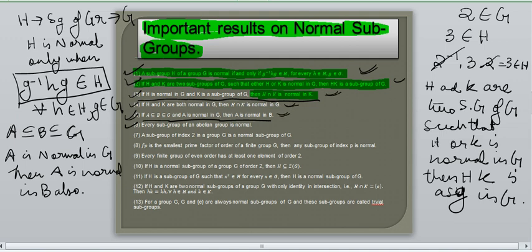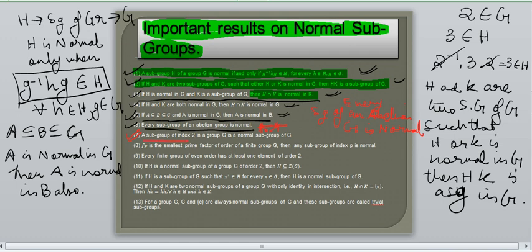Let's move on to the sixth one. What does the sixth one say? Every subgroup of an abelian group is normal. You want to mark that point as very, very important. I'm marking it with red. It says every subgroup of an abelian group is normal. Understood? Moving on to the seventh point.